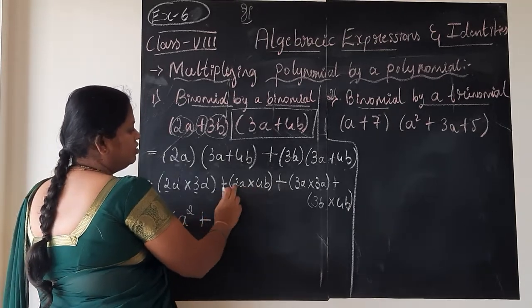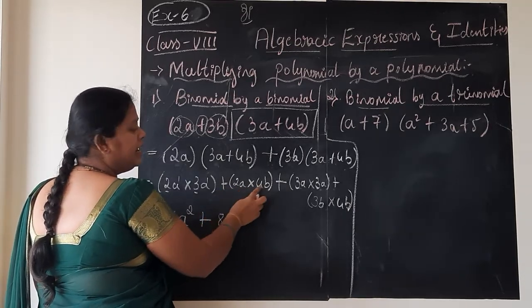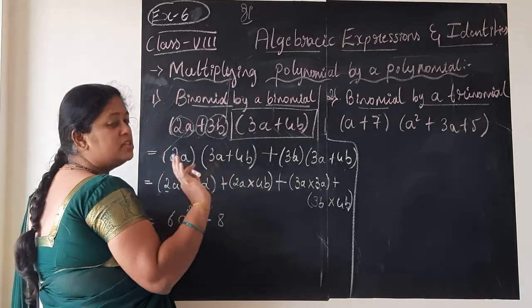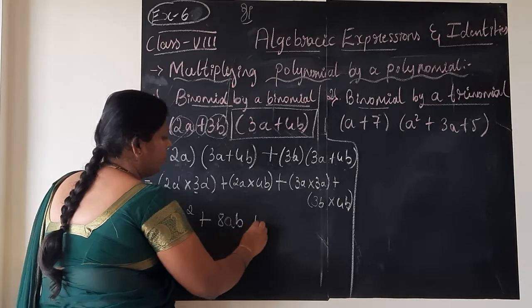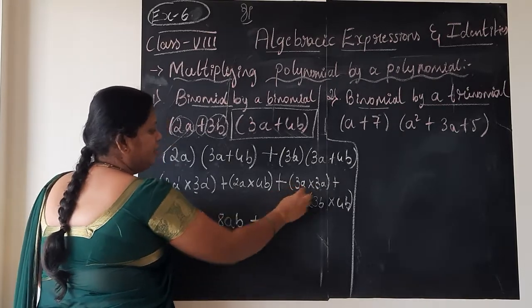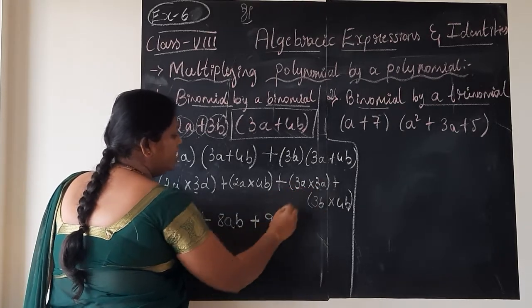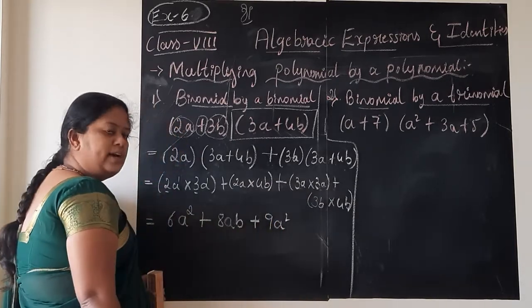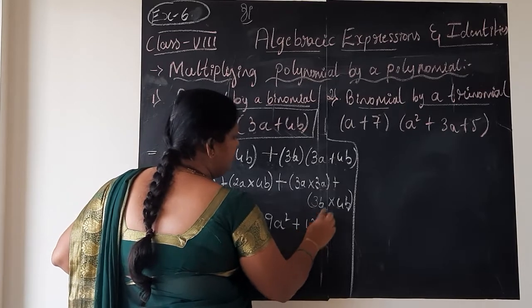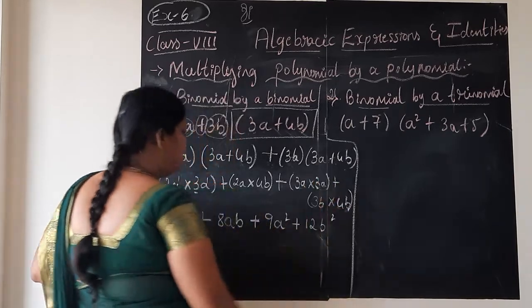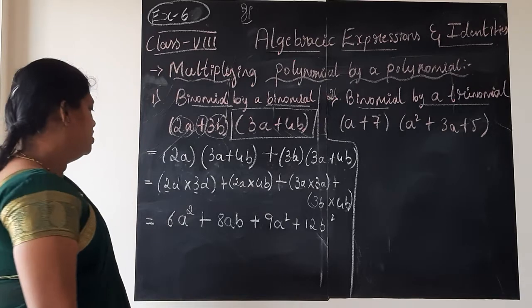Again multiply the constants, 2 into 4, 8. a and b are different variables, which means no need to add their powers. Write it as it is, ab. Plus again, 3 into 3, 9. See here, a into a, again a square. This plus sign as it is. 3 into 4, 12. b into b, b square. This is what we got, children.